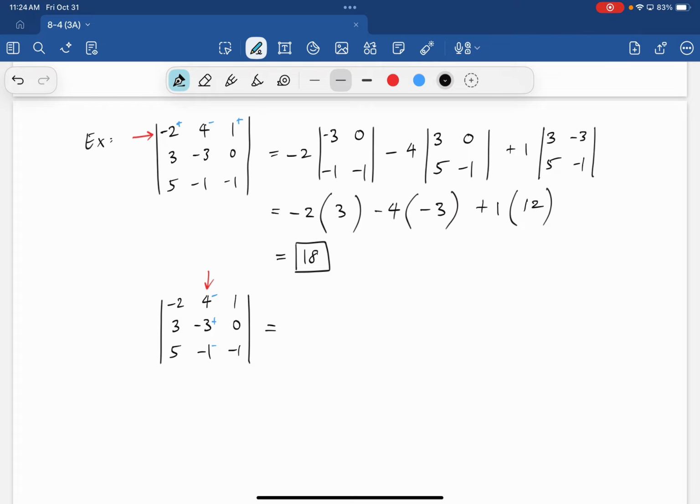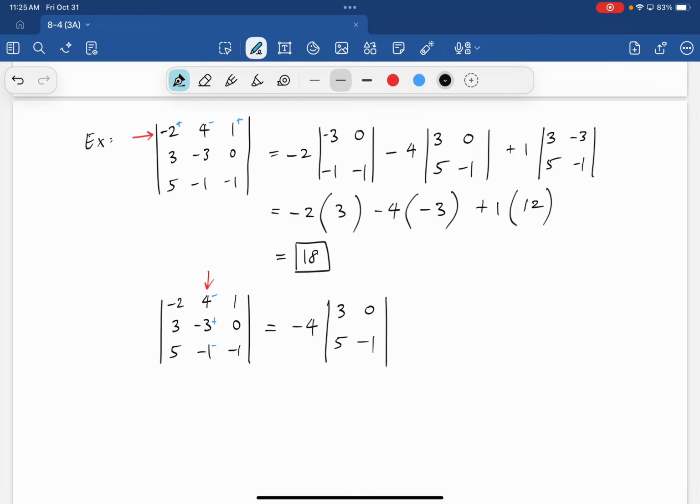Okay, so we're going to start with negative 4. Why is it minus? Because the top left is always a positive, which means that the 4 has to be minused. So we're going to start with minus 4 times the determinant of 3, 0, 5, minus 1. The reason is because I'm getting rid of this row and also this column, so I'm left with 3, 0, 5 and negative 1.